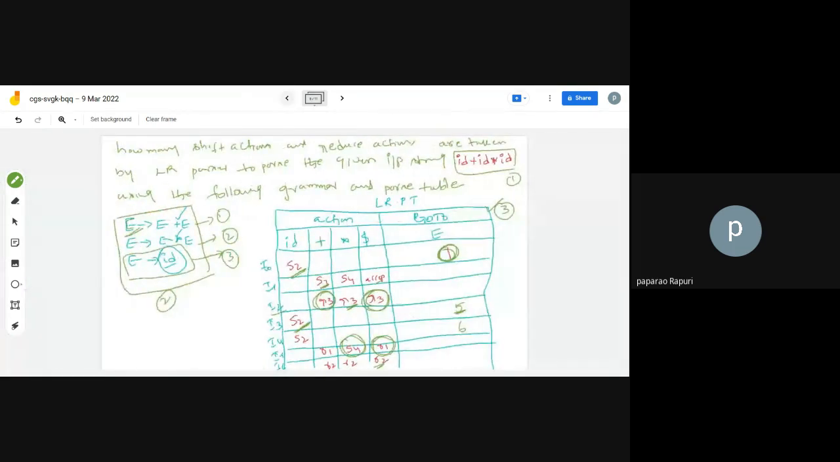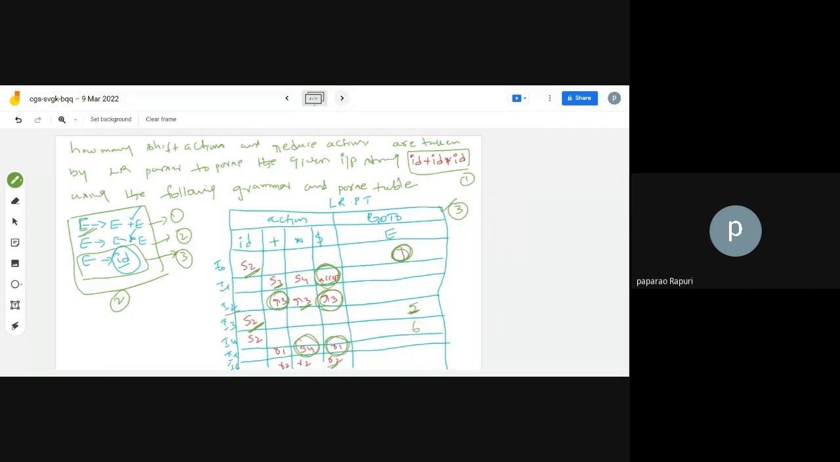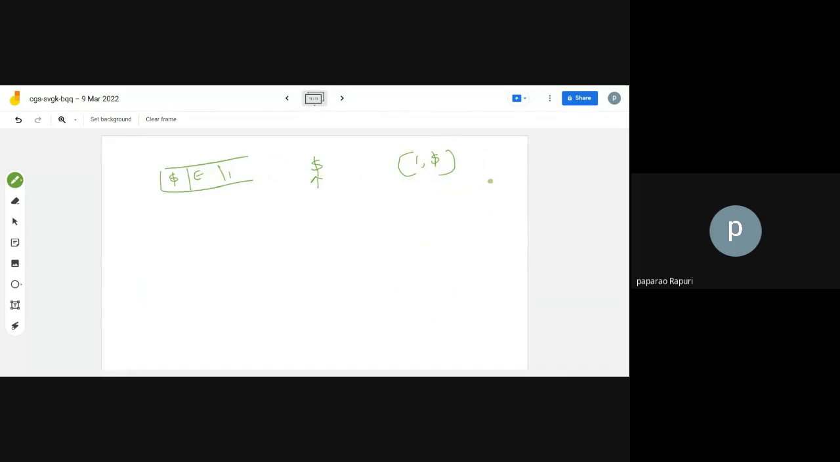Go to table. So 1 comma dollar is accept, sir. So this is the way to perform LR parser to check whether the given string is accepted or not. By doing this, we can find whether the given string is accepted or not. And for all the LR parsers, we perform the same thing.